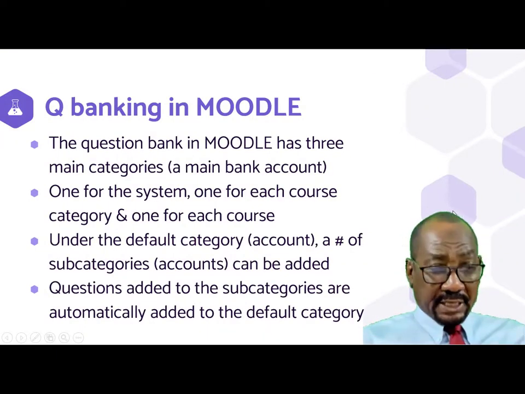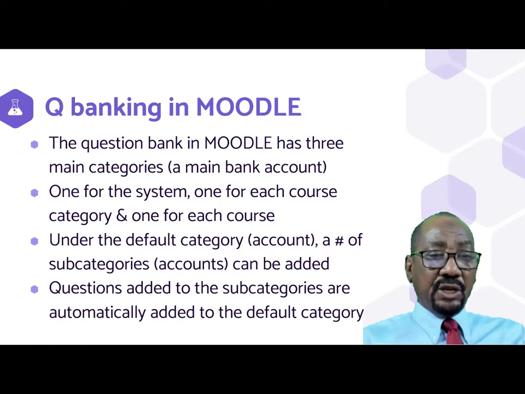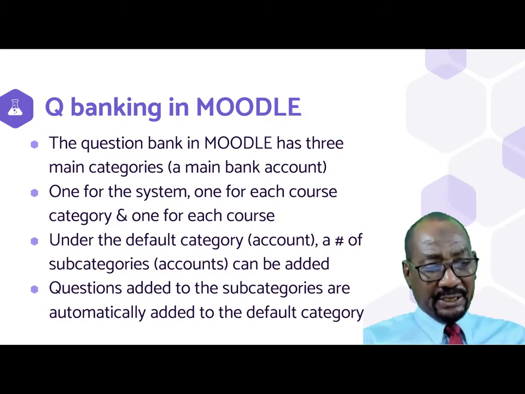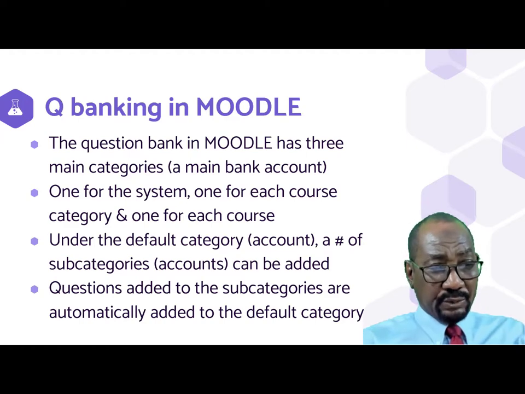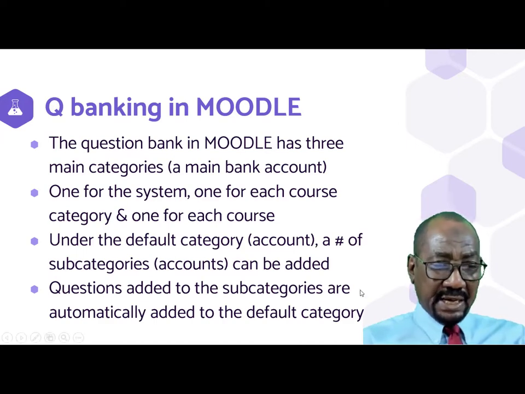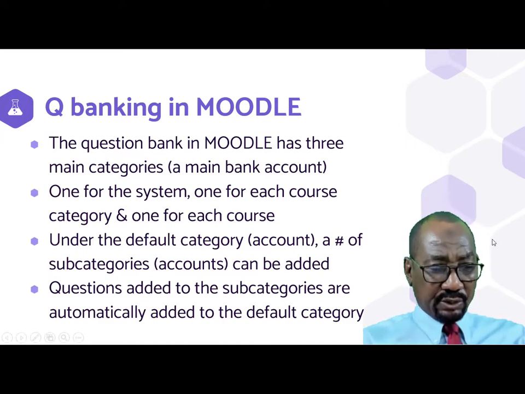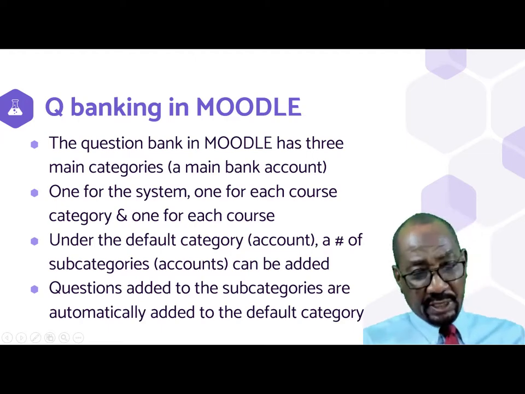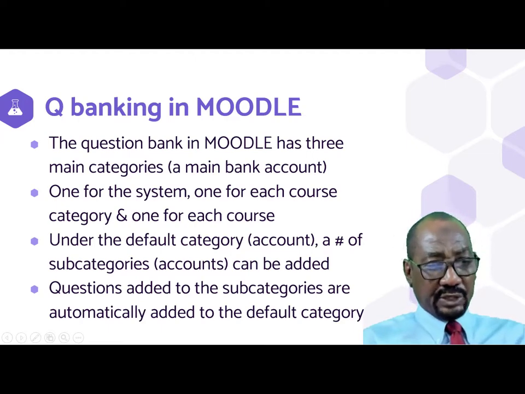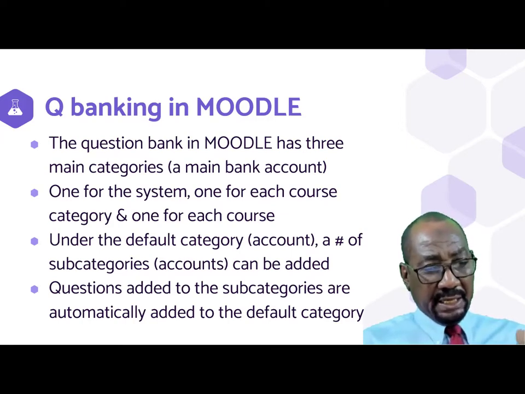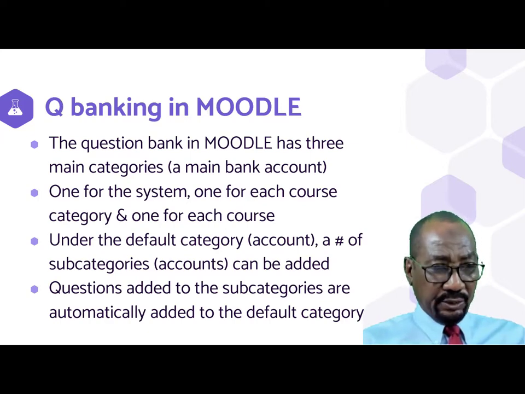Now, under the default category or the account, you can have a number of subcategories, some smaller accounts under the default category. These can be added, and then questions can be added to the subcategories, which are automatically added to the default category. So if you have a default category for the course, then you add a subcategory in that course for the introduction, for example. When you add questions to the introduction, they will automatically be added to the default category of the course. So they are kept in a subcategory and in the default category.